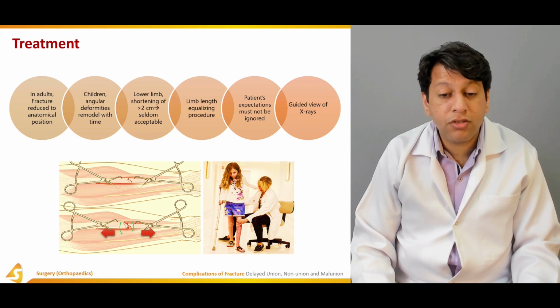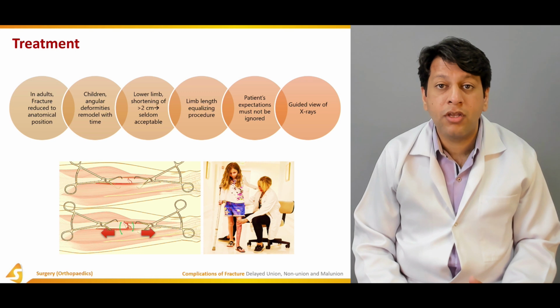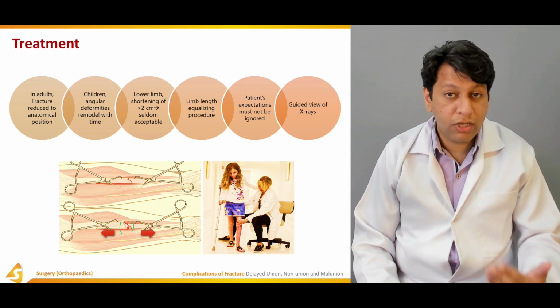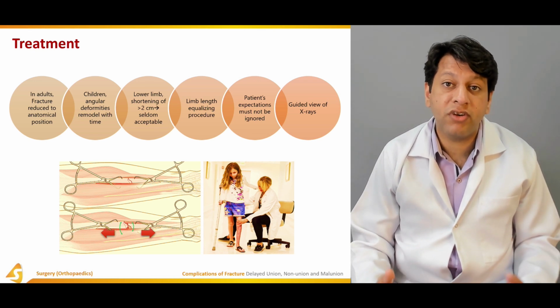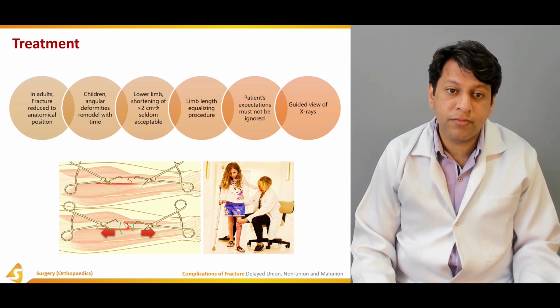X-ray is of utmost importance, because when we are dealing with limb length discrepancies, we need to remember that usually they're children, and they will eventually grow. So we need to first understand how much limb length discrepancy they will develop when they become adults. So we have to treat it accordingly.